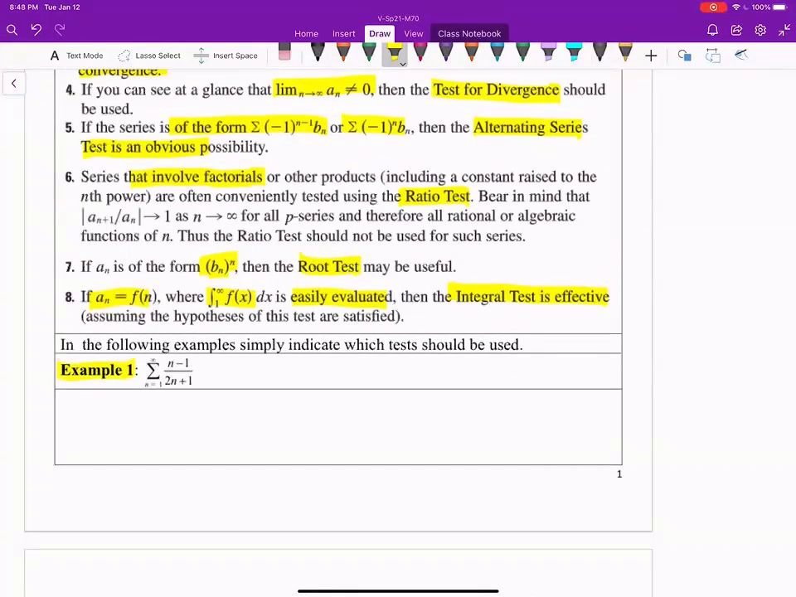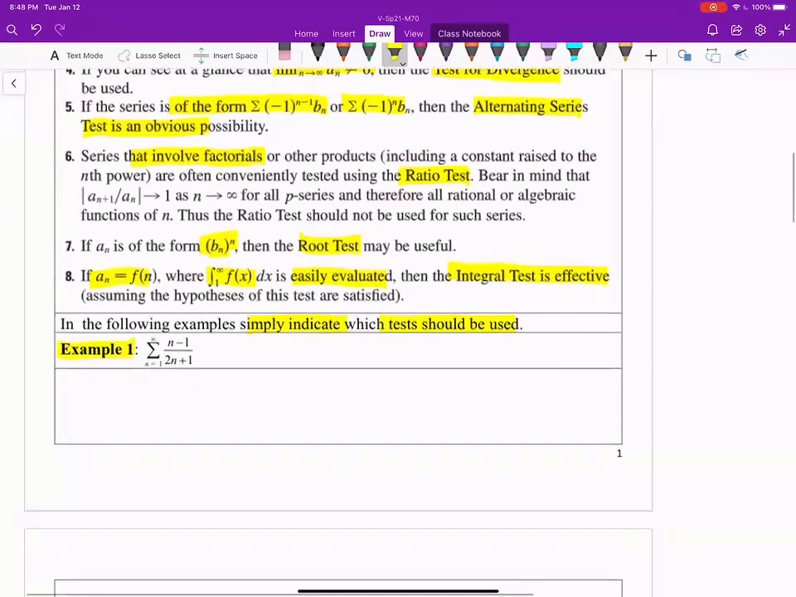Example 1. It's only asking that we simply indicate which test should be used, but we will try to prove as much as we can in these problems. The series sigma of n minus 1 over 2n plus 1 is a rational expression in n. So the easiest test that we can always try is the test for divergence. Without the sigma, this is usually the nth term.